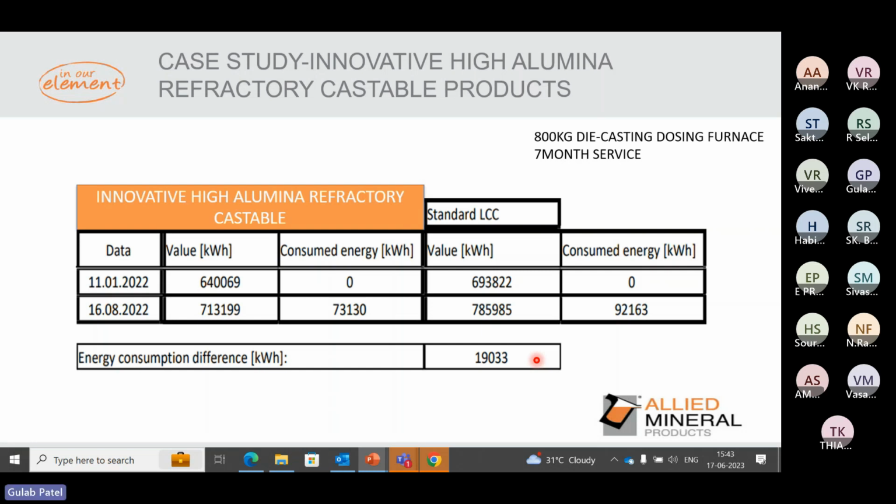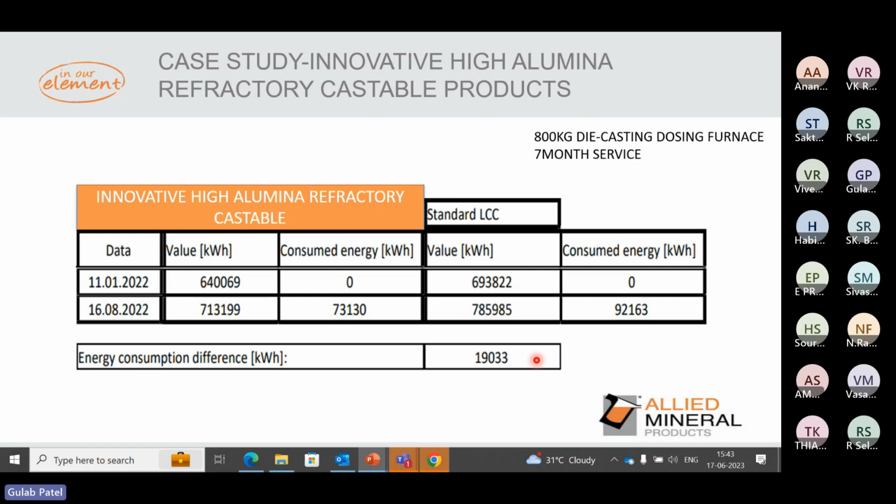It looks to me like the whole lining cost is going to be paid back just by having the reduced energy consumption. So just think about that. When you are selecting the refractory castable, it is not always the case that the low price product is going to be the best option, or an economical option.